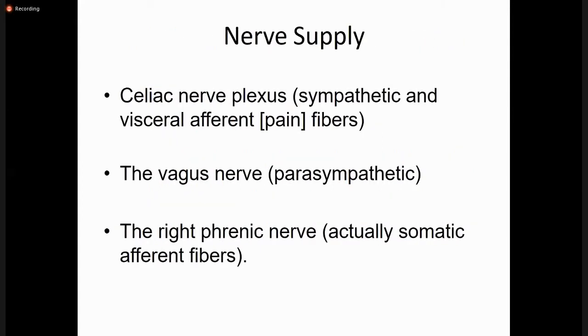Nerve supply, basically it's supplied by the sympathetic and the parasympathetic, the celiac nerve plexus, which is carrying the afferent pain fibers, which is important when we come across cholecystitis pain, the vagus carrying out the parasympathetic, and the right phrenic nerve actually which carries the somatic afferent fibers.